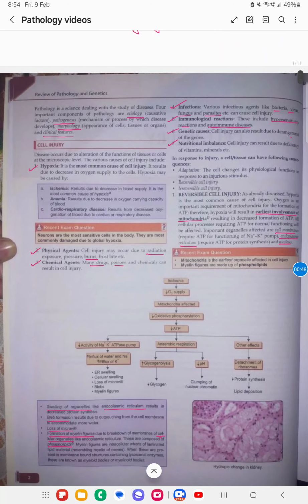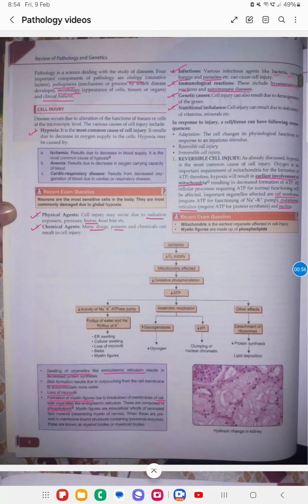Now in brief, what is pathology? Pathology is the science that deals with the study of disease. It has four aspects, that is etiology or cause, pathogenesis or mechanism of the disease process, morphological change that leads to structural changes of the cell in the disease process, and clinical features or clinical manifestations.